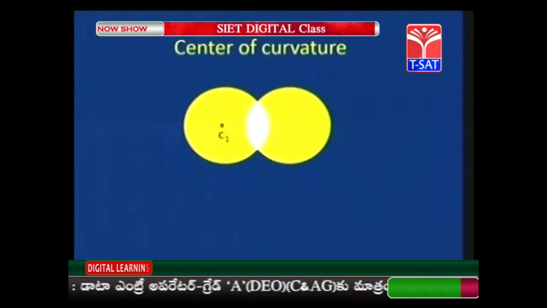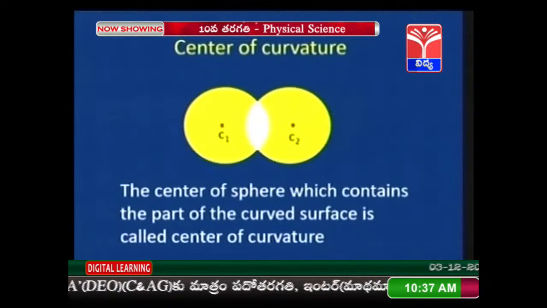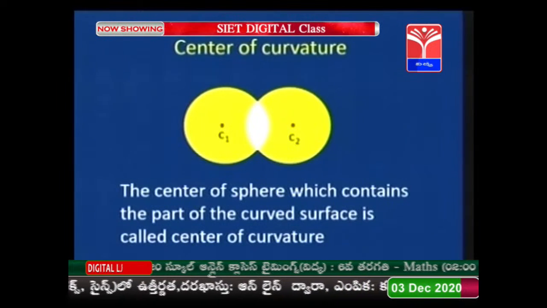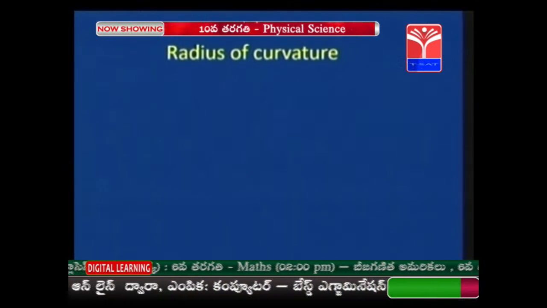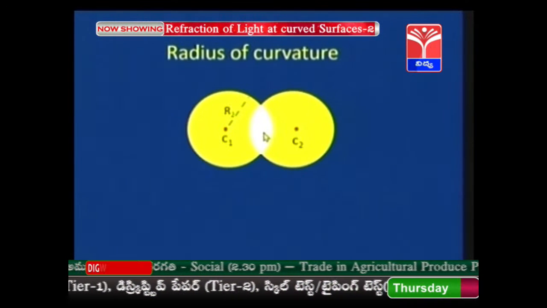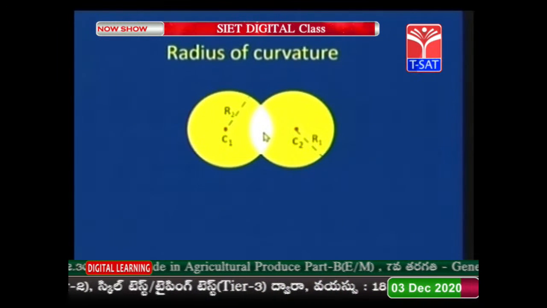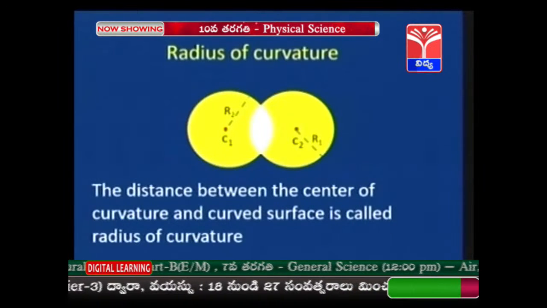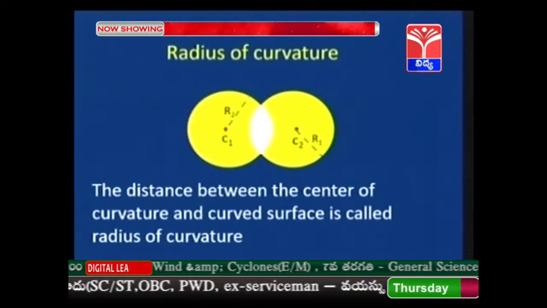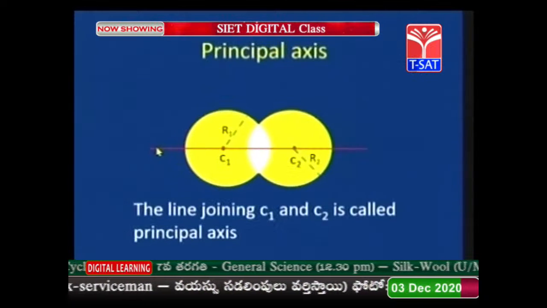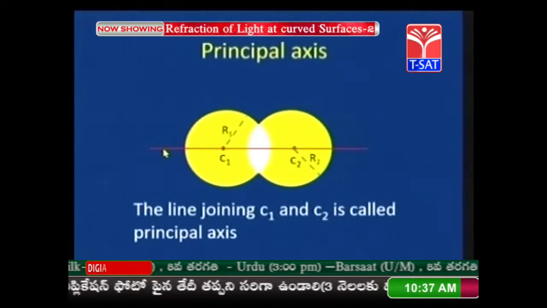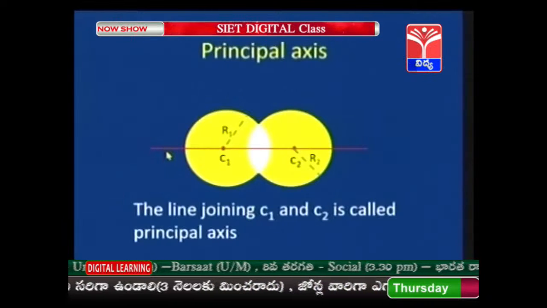So this is a biconcave lens, and a biconvex lens. The center of the sphere which contains the part of the curved surface is called the center of curvature. Here are the two spheres, and this is the biconvex lens, and R2, R1 are the radii of curvature. The distance between the center of curvature and the curved surface is called the radius of curvature. The line which is red in color, the line joining C1 and C2, is called the principal axis.